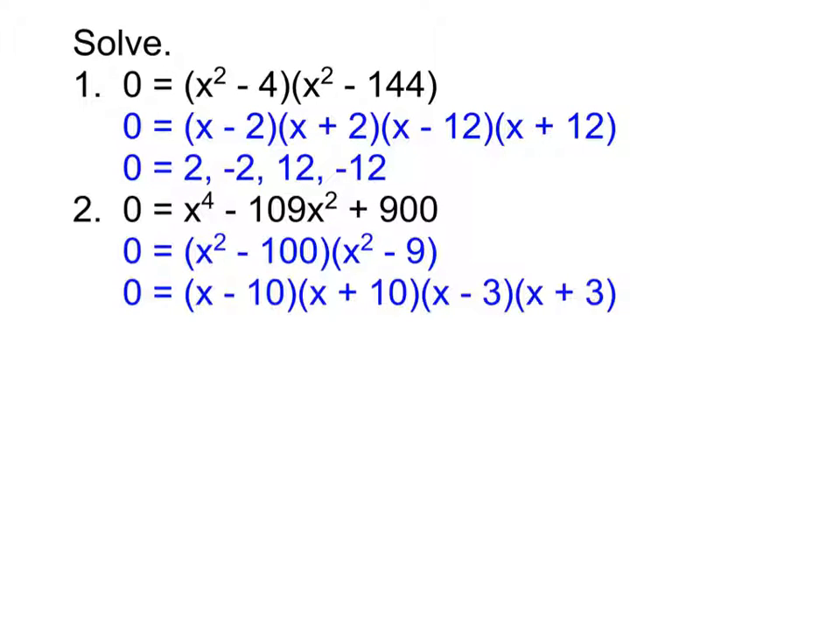Now that we've factored those as far down as they go, then we have what x equals. And so there, x equals 10, negative 10, 3, and negative 3. That should be your final answer, and what you will be getting for both of those.